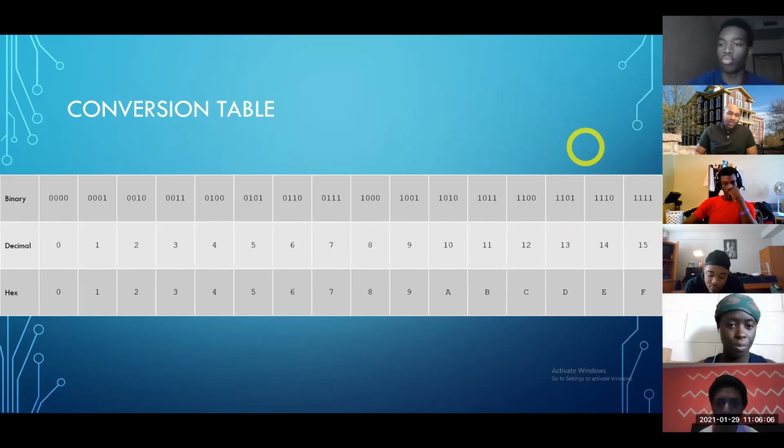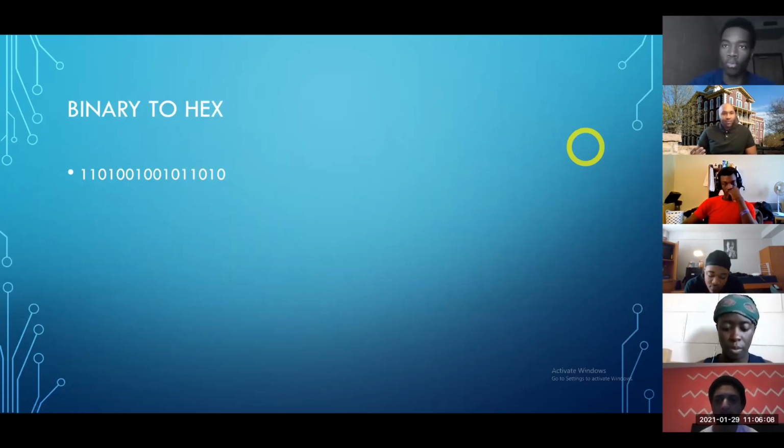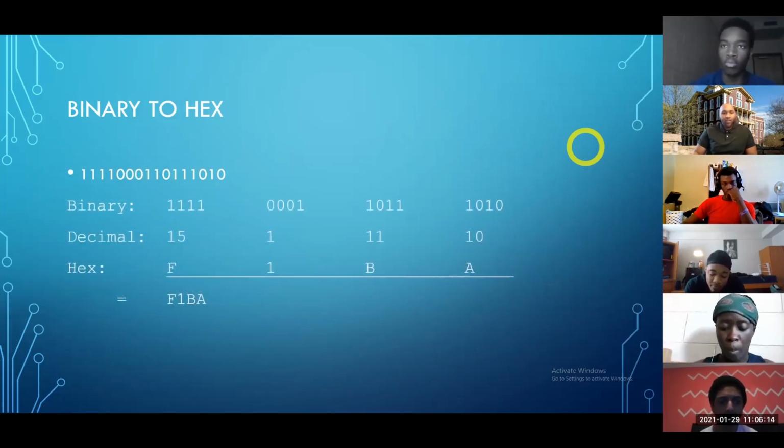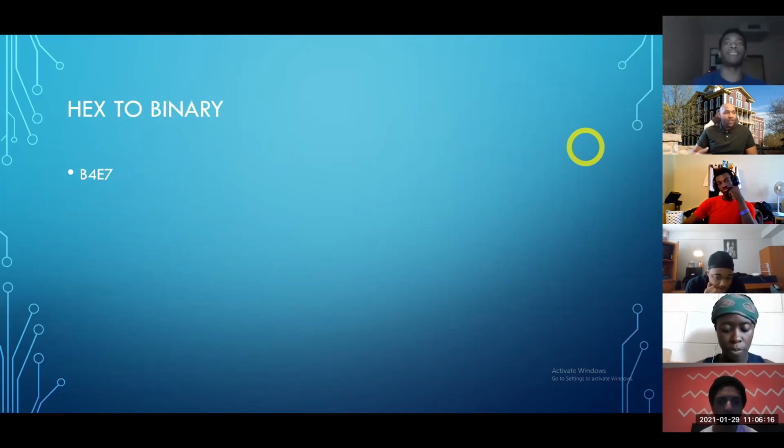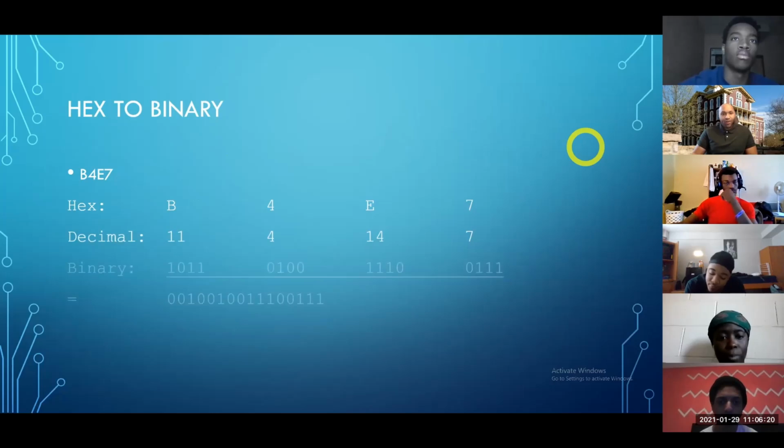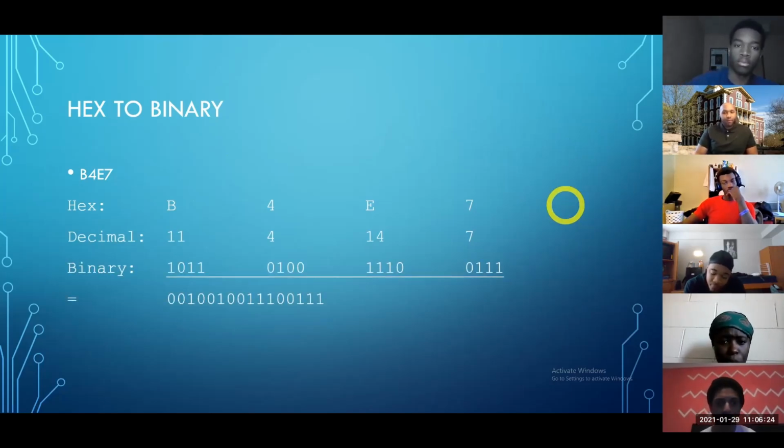All right. What you do is you have binary, you split it into 4 increments, and then you do your conversions. The inverse way, you split those up, each one representing 4, do your conversions, and there you go, your binary numbers from there. Okay?